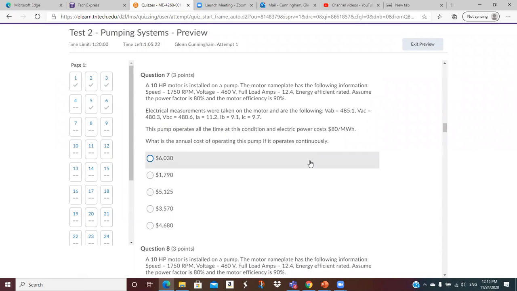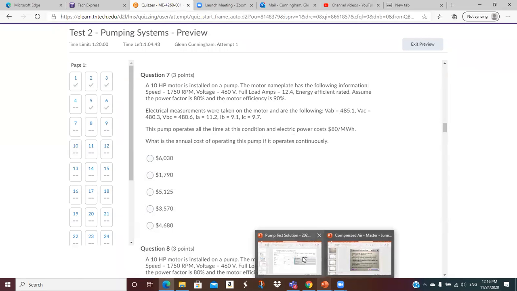Number 7, we've got a 10 horsepower motor installed on a pump. Nameplate has the following information: 1750 RPM, 460 volts, full load amps 12.4, energy efficient rated, assumed power factor is 0.8, and motor efficiency is 0.9 or 90%. Electrical measurements were taken, and we got those voltages and currents. This pump operates all the time at this condition, and electric power is $80 a megawatt hour or 8 cents a kilowatt hour. What's the annual cost?